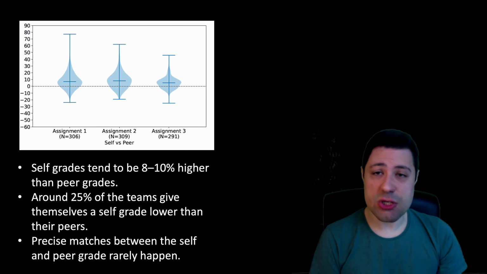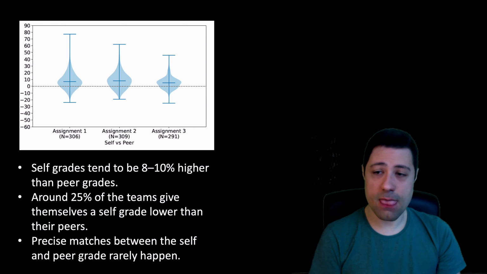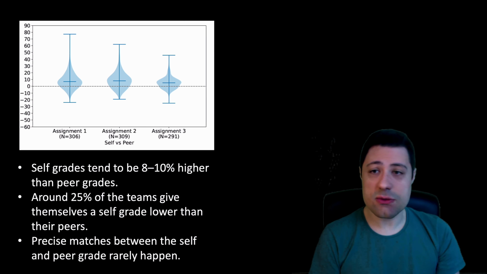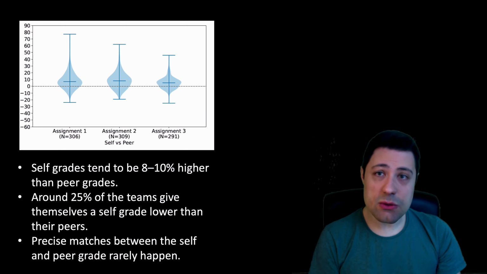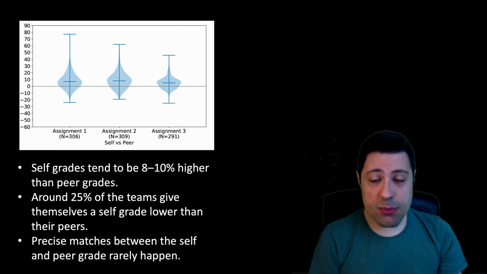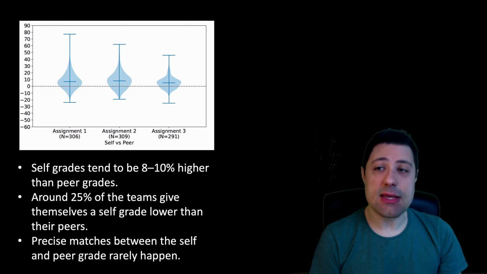For the first research question, what we observe is that on average, self grades tend to be 8 to 10% higher than the peer grades, which is quite expected. That was our hypothesis at the beginning, that students would give themselves a higher grade than their peers. Interesting to notice that around 25% of the teams gave themselves a self-grade lower than their peers. That is very interesting and a point of attention in practice. And of course, precise matches between the self-grade and the peer grade rarely happen.